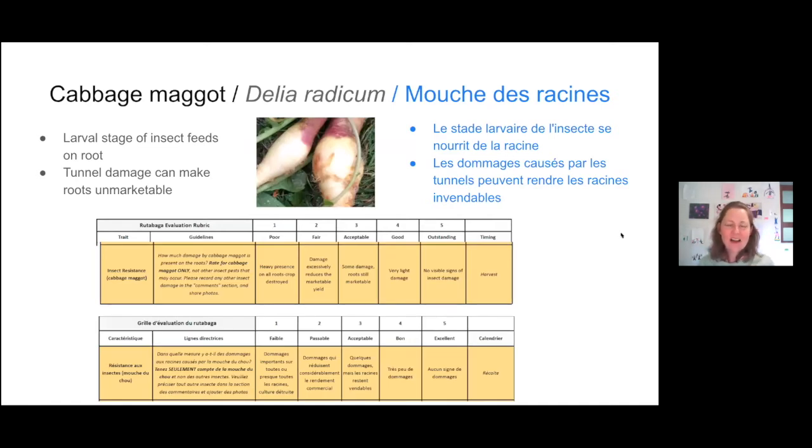The other trait I want to go into in more detail as far as pests and pathogens is the insect pest we're looking at, which is the cabbage maggot. This is a fly whose larval stage lives in the soil and feeds on the roots. It makes these fairly distinctive tunnel-like patterns in the roots. So again, it's a good trait to have a lot of people evaluate because it's very easily recognizable. You're not likely to mistake it for something else. I think that should increase the confidence in this rating.